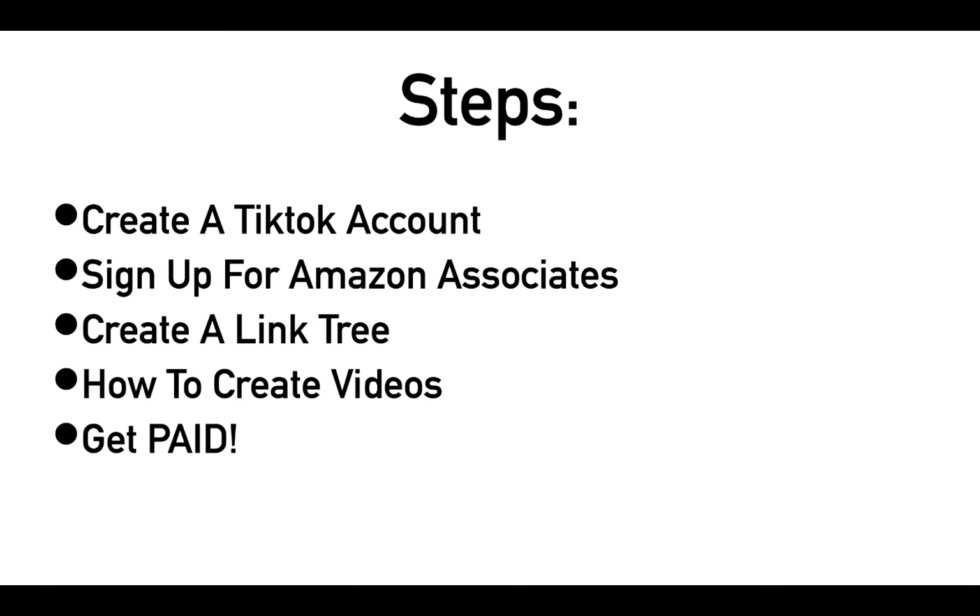Next, you're going to sign up for Amazon Associates or Amazon Affiliates. It's the same thing. Next, you're going to create a Linktree. What Linktree is, is just a link bank for all your affiliate links, so you can gain commission. Next is going to be how to create and edit your videos, which that whole process in itself is super easy. And then, of course, the last step everybody loves is to get paid.